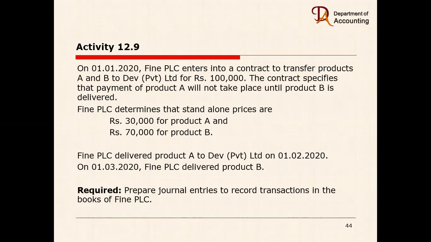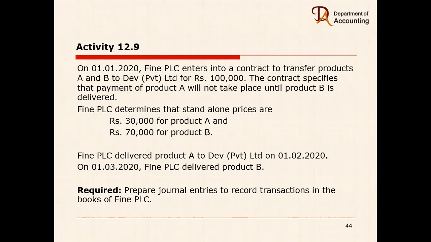On 1st of January 2020, the Fine PLC enters into a contract to transfer product A and B to Dev Private Limited for rupees 100,000. ලක්ෂයකට product දෙකක් transfer කරන contract එකකට enter වුණාලු ජනවාරි 1 වෙනිදා. The contract specifies that payment of product A will not take place until product B is delivered. Product B එක deliver කරනකම් A එකට ගෙවන්නේ නැහැ කියලා contract එකේ සඳහන් වෙනවා.